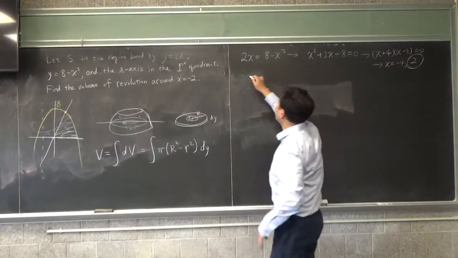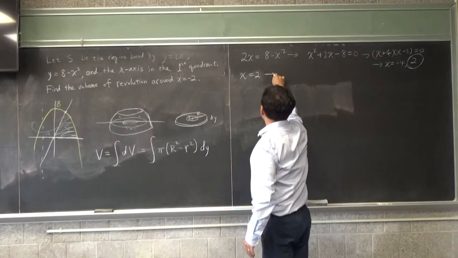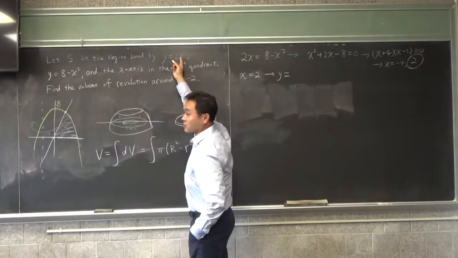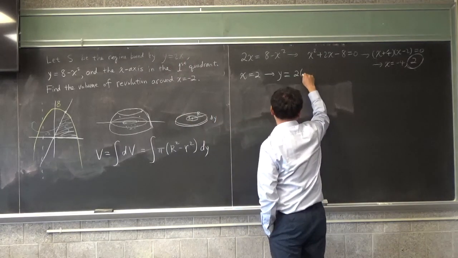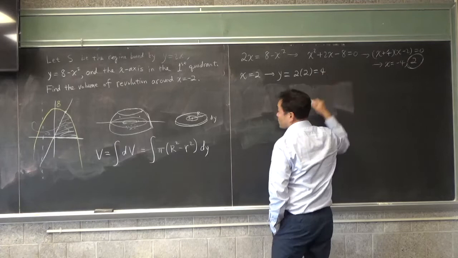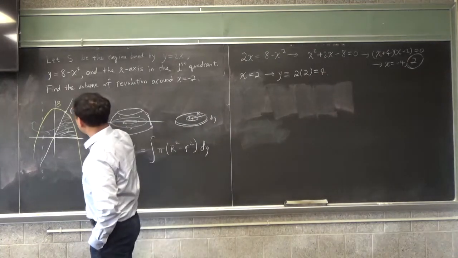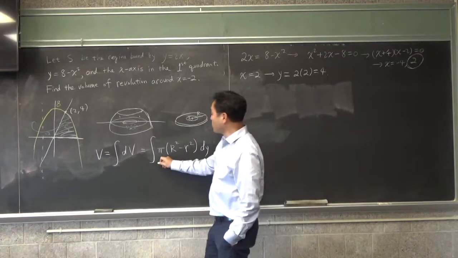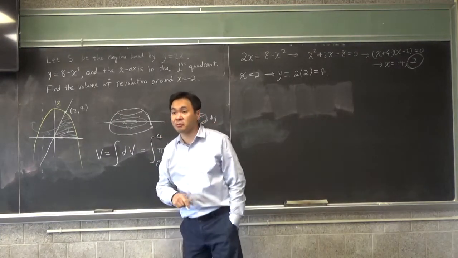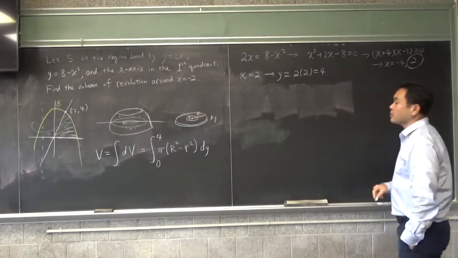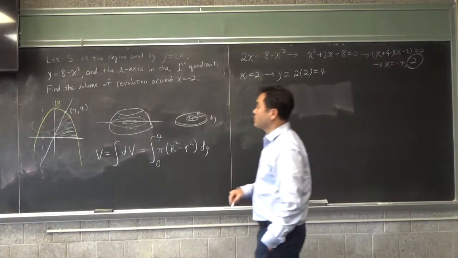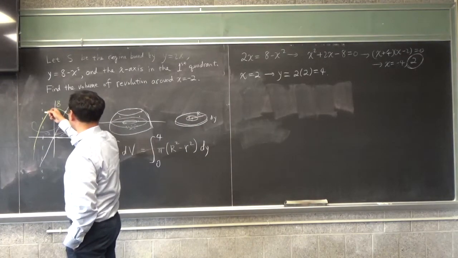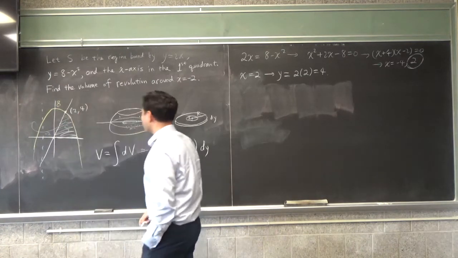Now when x is 2, what's the y-coordinate? You just plug into one of them. Y is twice 2, which is 4. So we know that this point here is (2, 4). Therefore, the bounds are 0 to 4. That's how you determine the bounds. It's easy to think that it should be 8 or the square root of 8, but those are not true.